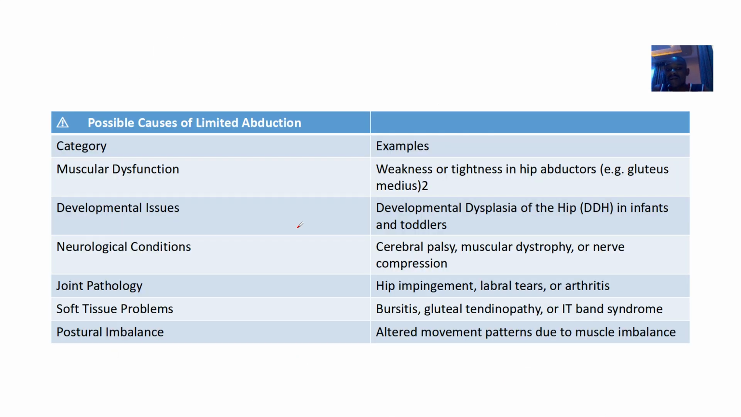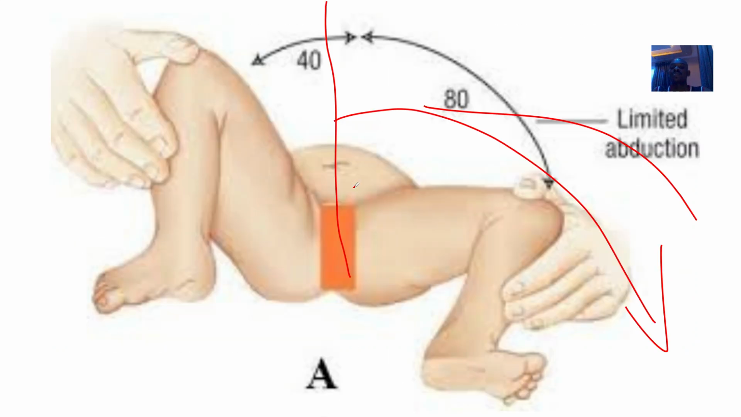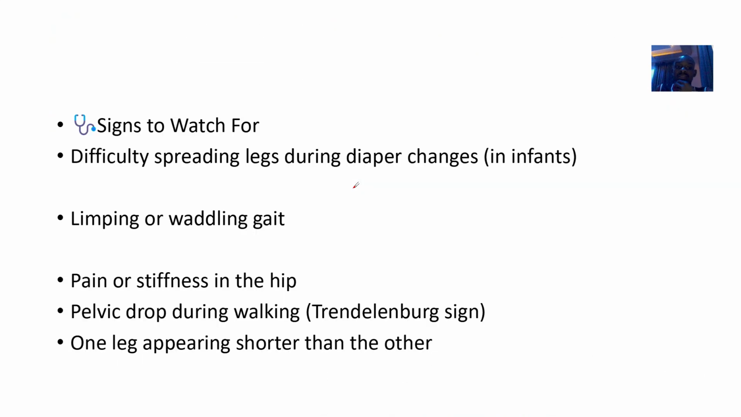So it could be that you have muscle dysfunctions. The muscles that are involved in taking this hip away and back, they are affected. It could be developmental issues, it could be neurological issues, it could be joint pathology, it could be soft tissue problems, it could be postural imbalance. For each one of these, you can pause to look at their examples. You understand? A lot of things could actually make your legs not want to move away and back.